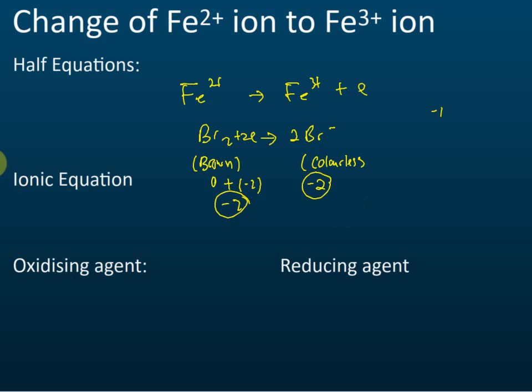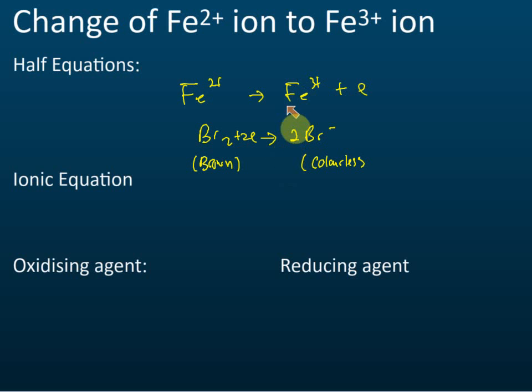Another way to check is this: in one half equation, we add electrons to the right hand side. In the other, we must add electrons to the left hand side. So here we add electrons to the right hand side, here must be left. It cannot be that both half equations have electrons on the same side. One must be left-hand side, another one must be right-hand side. So these are the half equations.